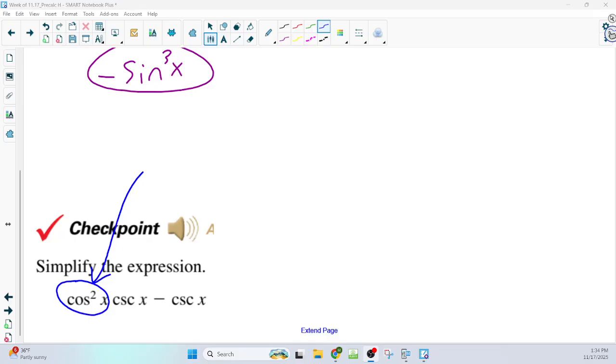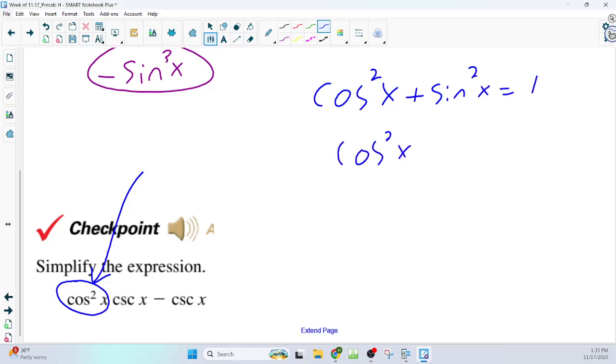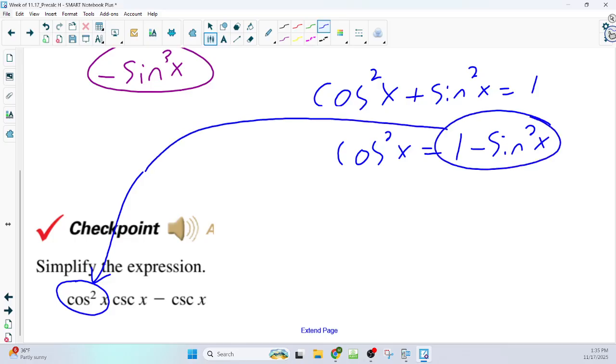So what we want to think about is, what does cosine squared of x equal? So cosine squared of x plus sine squared of x was 1. So cosine squared of x must be 1 minus sine squared of x. So now you know that that is what I want you to put there.